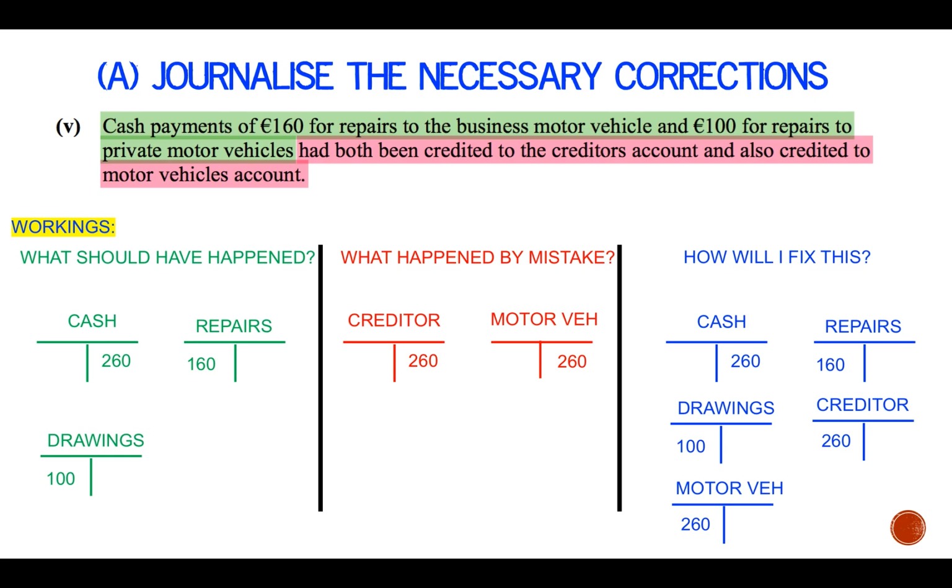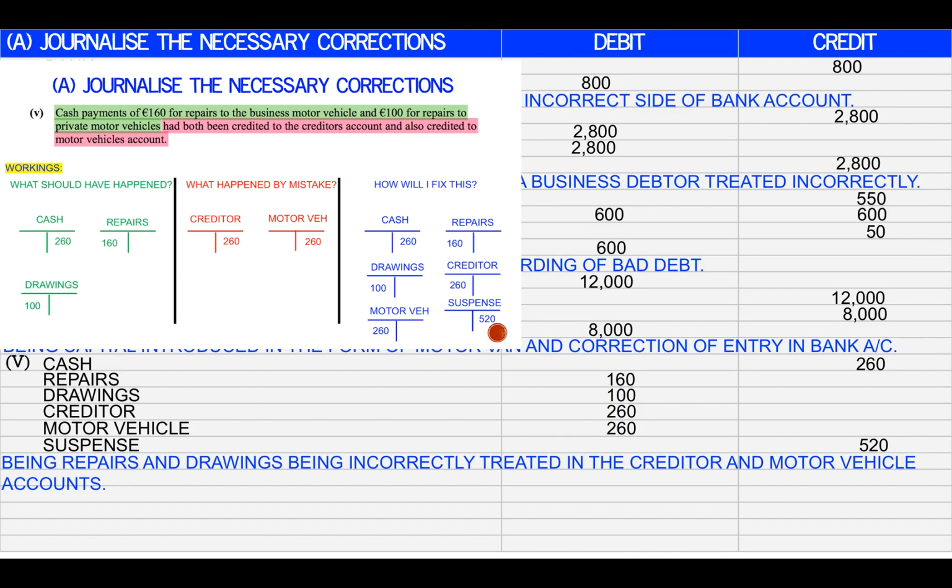And then I see that my debits and credits do not equal here, so what I'm going to have to do is a credit entry of €520 on the credit side of Suspense. So that is that done there. And now I just have to write those into my Part A journalised entries.